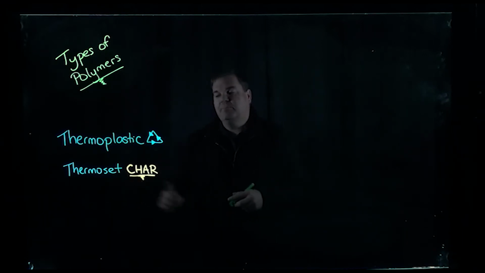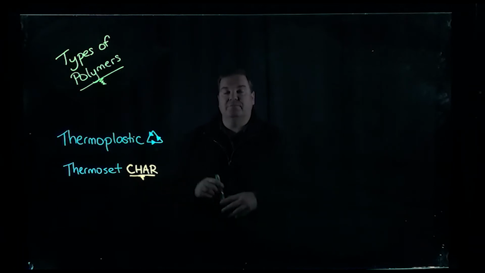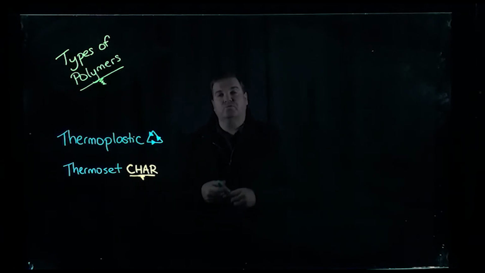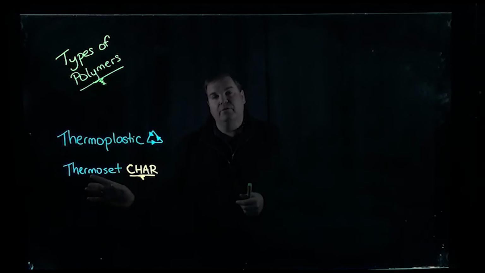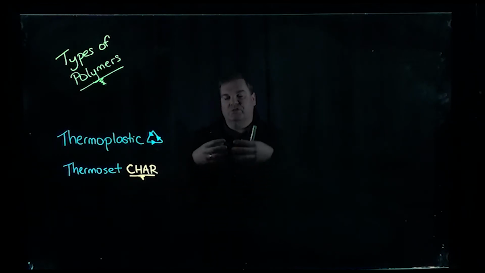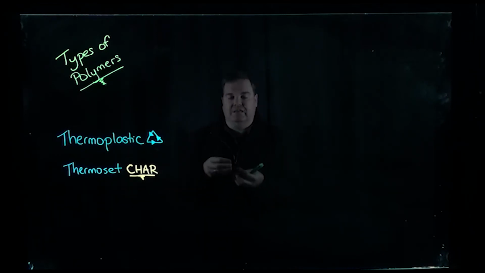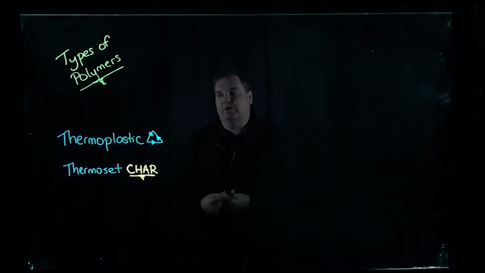Whereas thermoset polymers char when you heat them, so they can't be recycled, all right? So it's really important that you remember that when you try to melt thermoset polymers, they actually just turn black. You're breaking it down into the carbon constituents, so it goes black, it chars, and you can't recycle them.